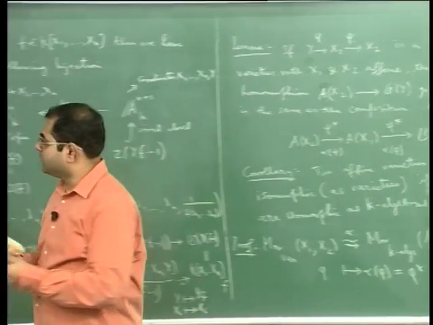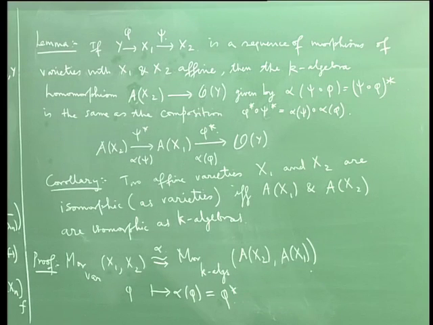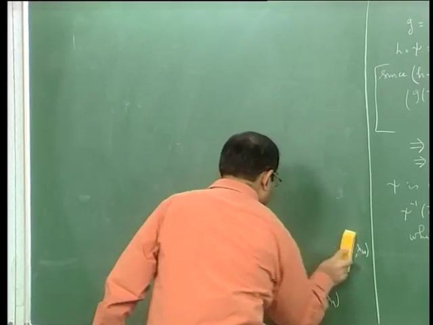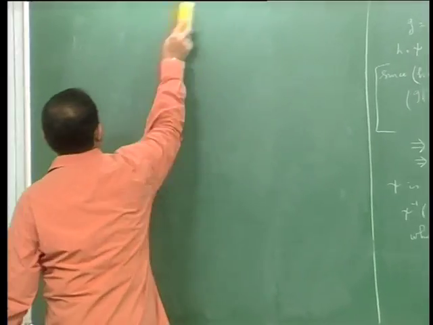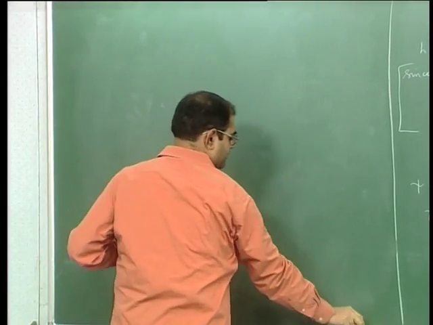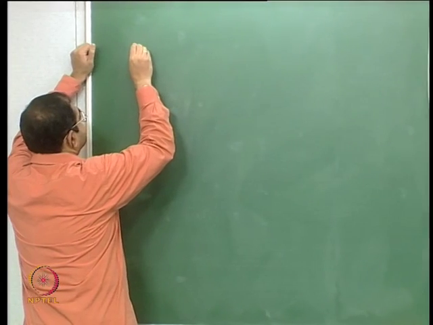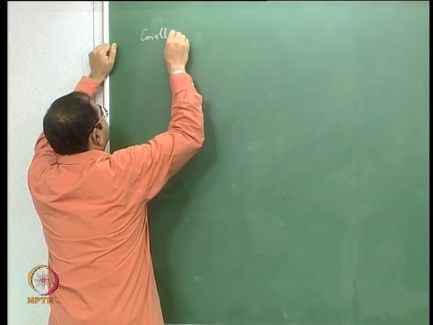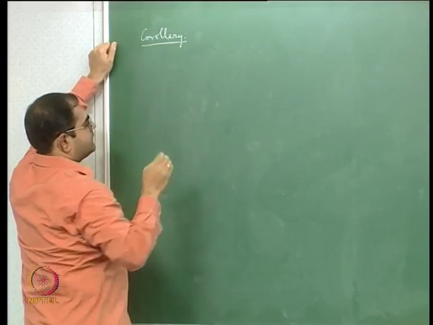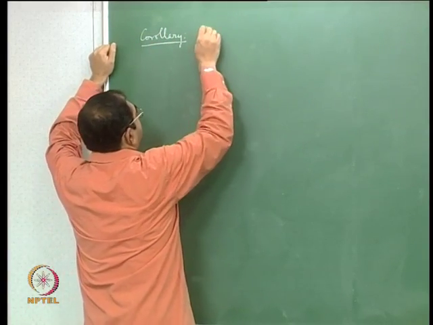So let me write that down. That is the final statement, which, as I mentioned at the end of the lecture before the last one, is a grand statement of the Hilbert Nullstellensatz, namely that it is an equivalence of categories. So let me write that down here. We have a corollary: we have an equivalence of categories.